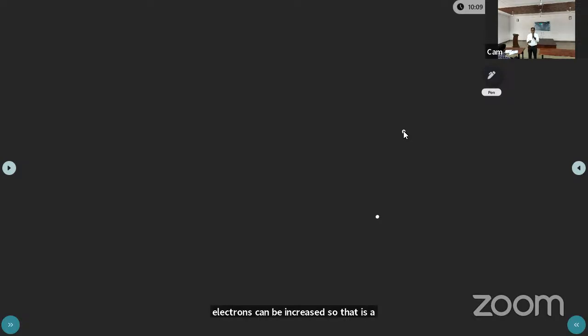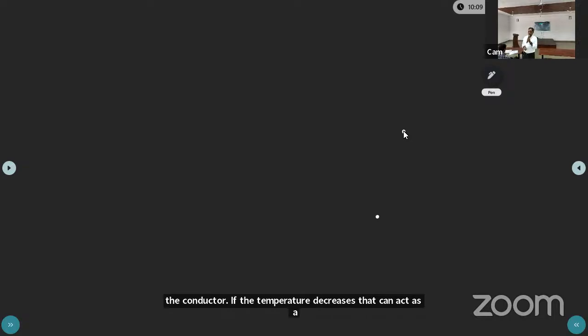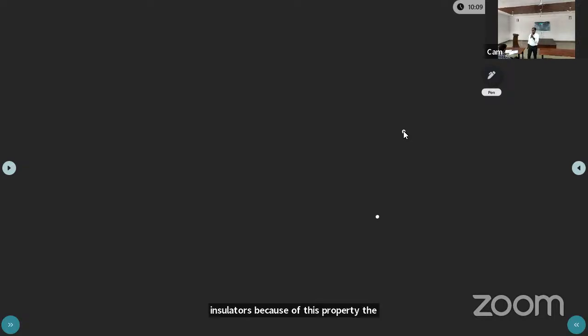If you are decreasing the temperature, then the flow of electrons can be controlled. That's why we are calling the fourth group elements the semiconductors. Semi means half, semi-conductor. Why is it called a semiconductor? Because when the temperature increases, it can act as a conductor. If the temperature decreases, it can act as an insulator. Because of this property, the fourth group elements are called semiconductors.